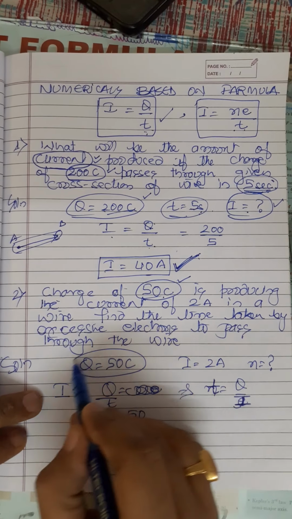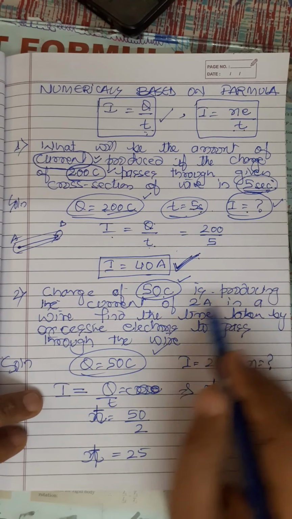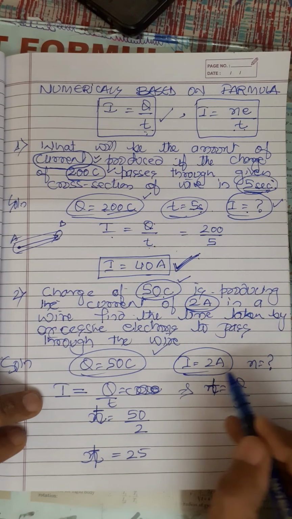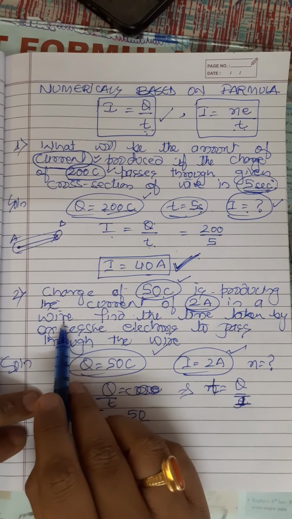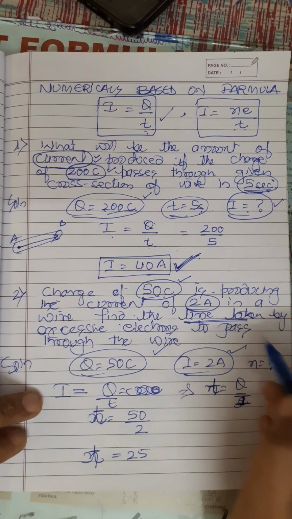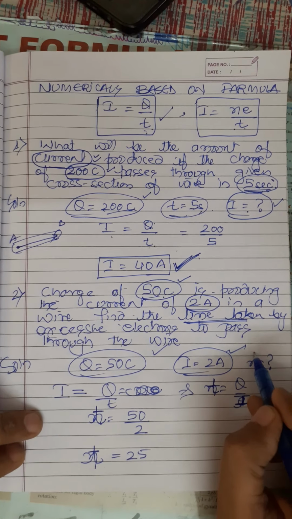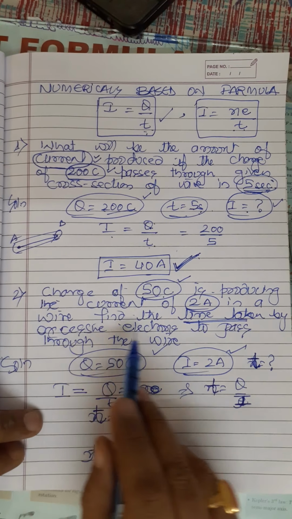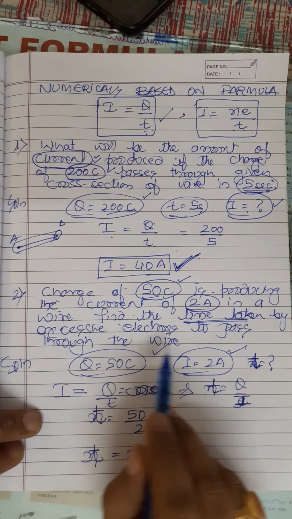Now moving on to the next numerical. A charge of 50 coulombs, that means charge is given, is producing a current of 2 amperes in a wire. Find the time. Now we have to find time. Clear over here? Find the time taken by the excess electrons to pass through the wire.